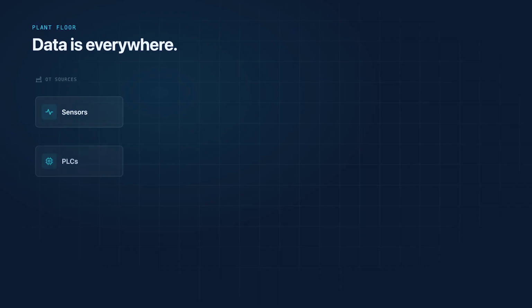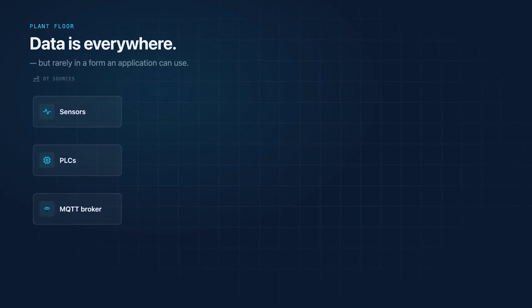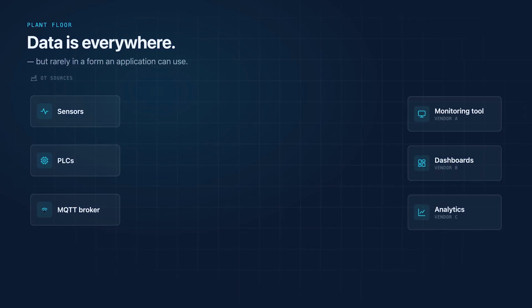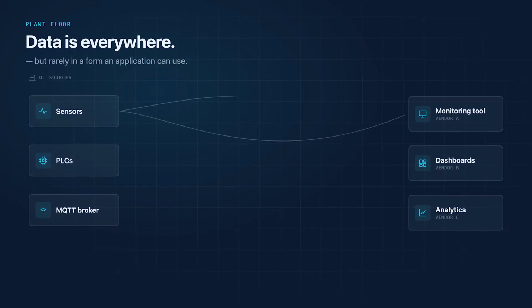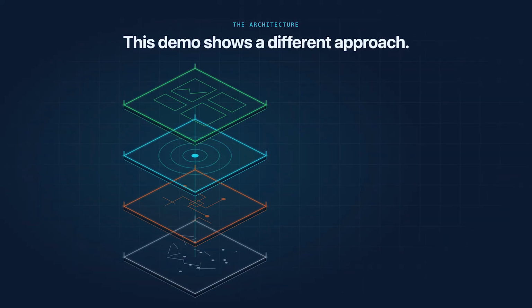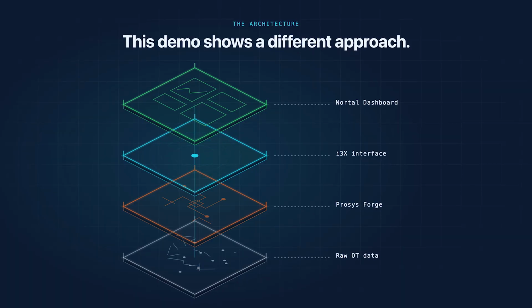Manufacturing data is everywhere on a plant floor: sensors, PLCs, MQTT brokers. But it's almost never in a form an application can use without custom integration work. Every new monitoring tool, every new vendor, usually means another point-to-point connection built from scratch. This demo shows a different approach using a standardized interface called i3X.